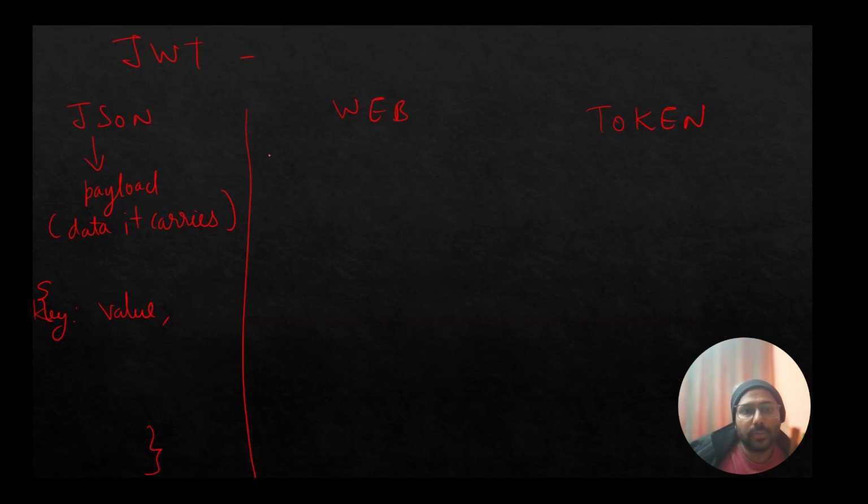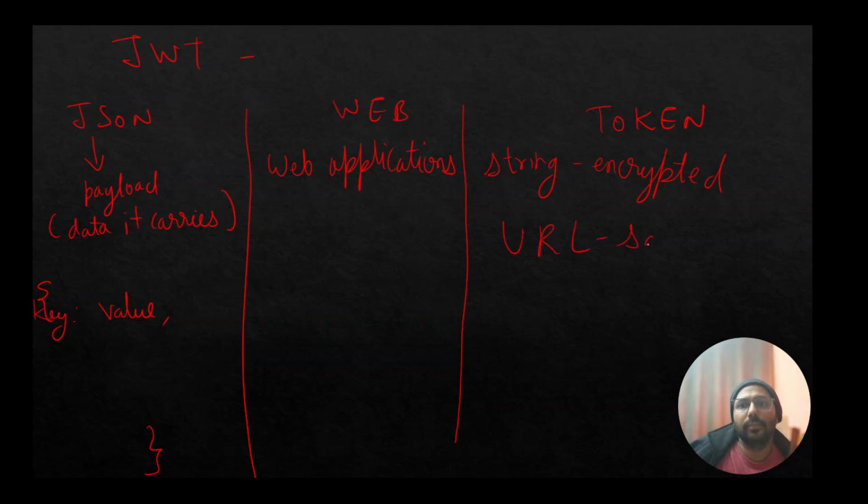Now, web. This was designed for secure communication between web applications. That's where web comes in. Token, as you would have seen, is an encrypted string, and in JWT the token is URL safe. That means certain characters which are not allowed in the browser are converted into allowed formats. So some characters, like space, and we will see other characters, are not allowed in the browser and are converted into allowed and accepted formats.